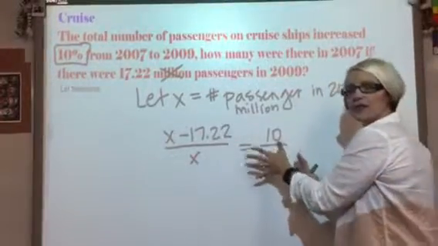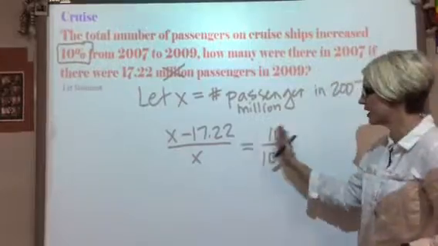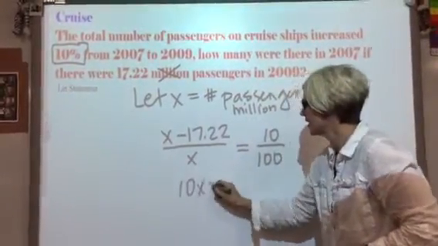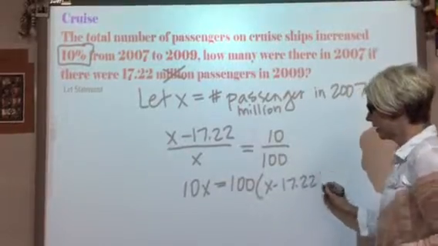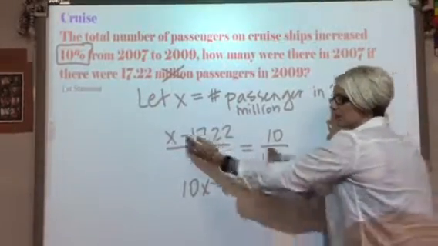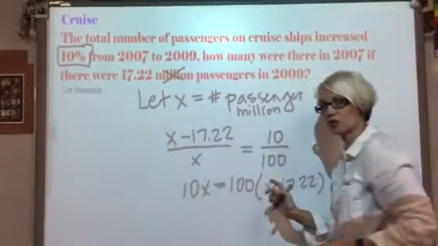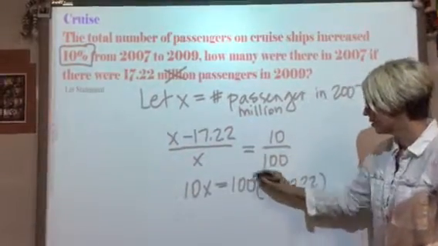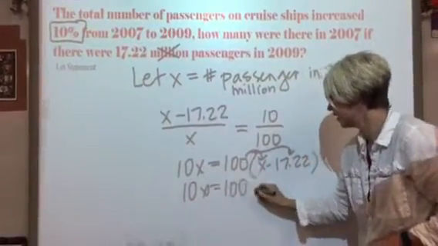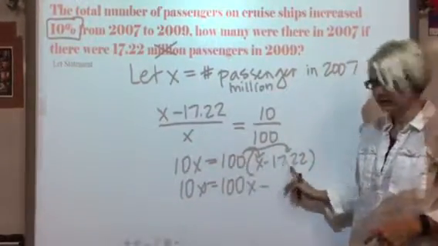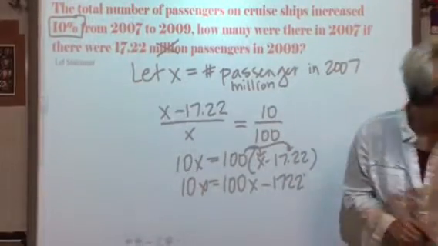So we are going to then cross multiply here. Sorry, you're not going to use scale factor. You've got to use the algebra. So 10 times x is 10x, equal to 100 times (x minus 17.22). The reason I keep this in parentheses is because we're multiplying 100 times all of this, so I have to distribute. So I'm going to do that first. So 10x is equal to 100x minus, I take 100 times 17.22, and we get this.